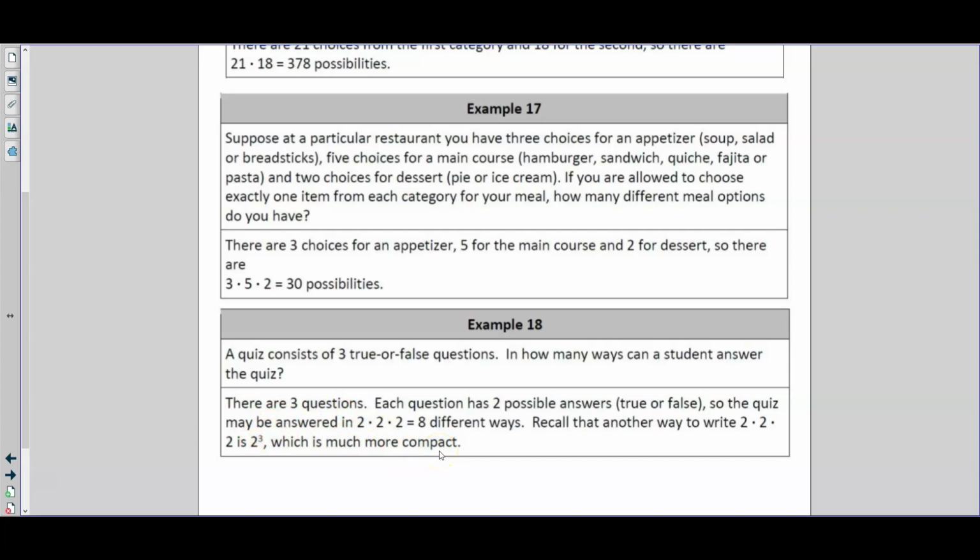You could also write this as 2 to the 3rd power, since each slot, if you will, or each question had a 2. So it's kind of like the question up here where you had 3, 5, and 2, except down here we're saying each particular question only has 2 choices, 2 choices, and 2 choices. Hopefully that makes a little more sense.